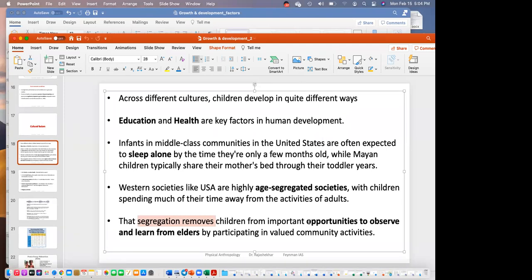Later, parents want more privacy, more private time, so they want their children to be away from them. That continues in later stages as well. They definitely become more independent, there is no doubt. But at the same time, they miss the opportunity to observe their parents closely, to learn, which can positively influence their development. So this is cultural behavior.